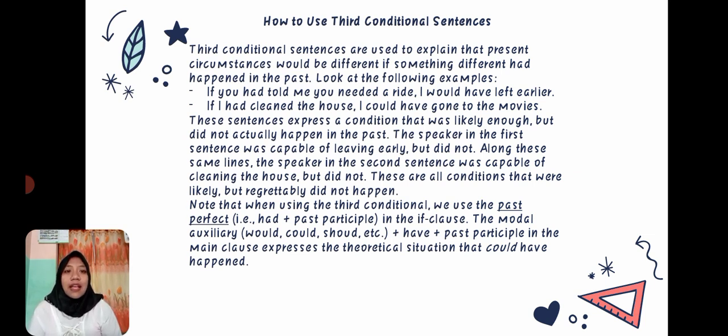Note that when using the third conditional, we use the past perfect, for example: had plus past participle in the if clause. The modal auxiliary, for example: would, could, should, etc., plus have plus past participle in the main clause expresses the theoretical situation that could have happened.